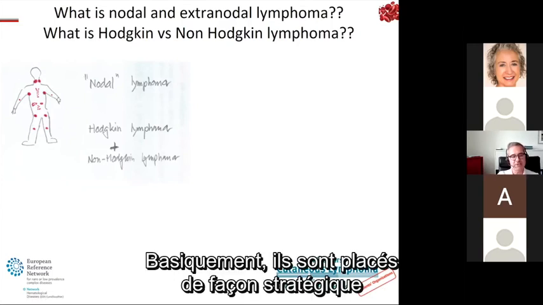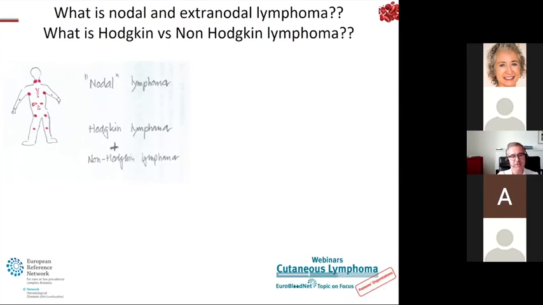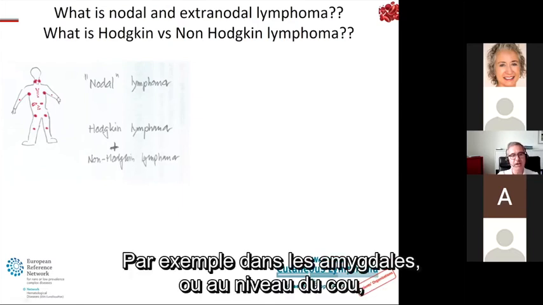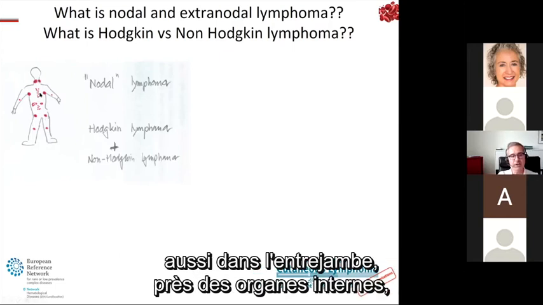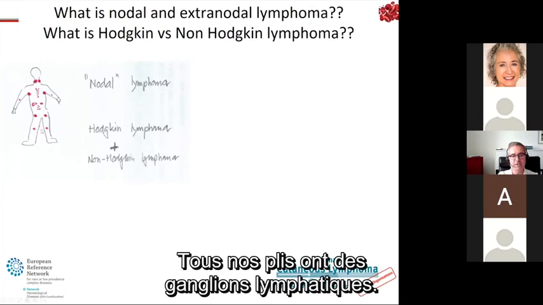basically strategically situated to defend us against infections. For instance, here in the axilla or in the collar area, but also in the groin area, along the inner parts of the organs, in the chest or in the abdomen, but also in the knee folds. So basically in all folds, we have lymph nodes.